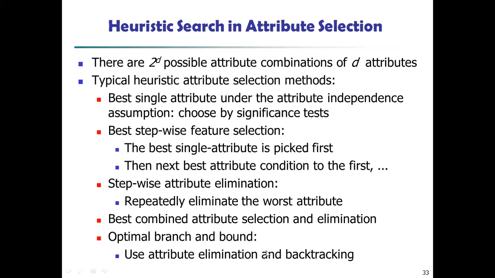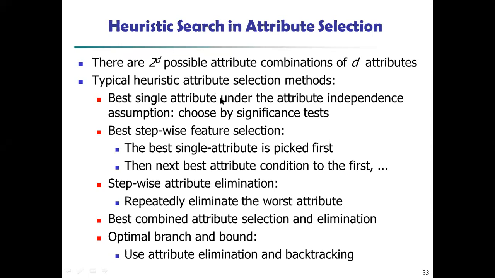Four methods we have to use. First one is stepwise forward selection. Second one is stepwise backward elimination, and the combination of forward selection and backward elimination. And the final one is decision tree induction. So these are the heuristic attribute selection methods.